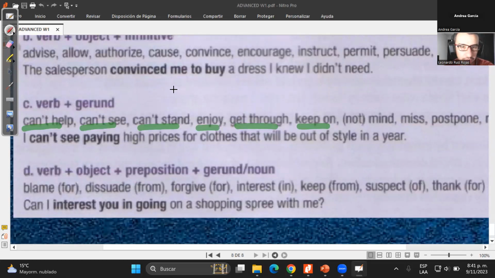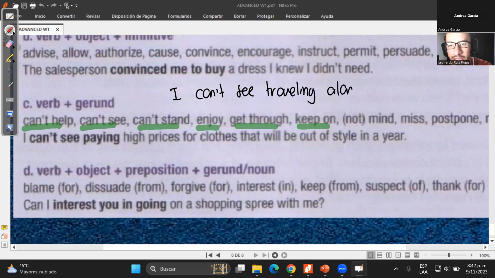It's just, for example, I can see, I don't know, let's say, oh my God, I can see traveling alone. It means like no puedo ver, something like that. Yes. So of course we have the example here. I can see buying high prices for clothes that will be out of style in a year. Like something that you cannot conceive, no? It's like it's impossible to think about that, right? So these verbs, they don't have any object.